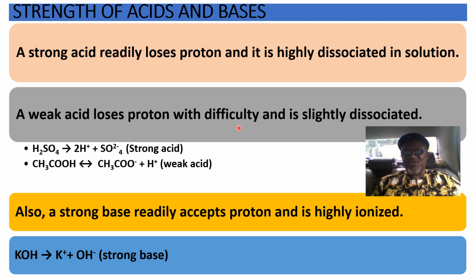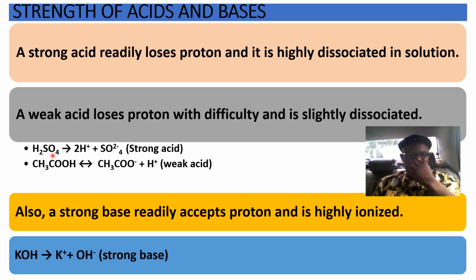Just like I said, a weak man will run away. He's finding it difficult to go and fight, display strength, because there's no strength. So a weak acid loses proton with difficulty and is slightly dissociated. Now let's look at this strong and weak acid. If we're talking about proton, the proton here is a hydrogen, and that is what gives us the acid strength.